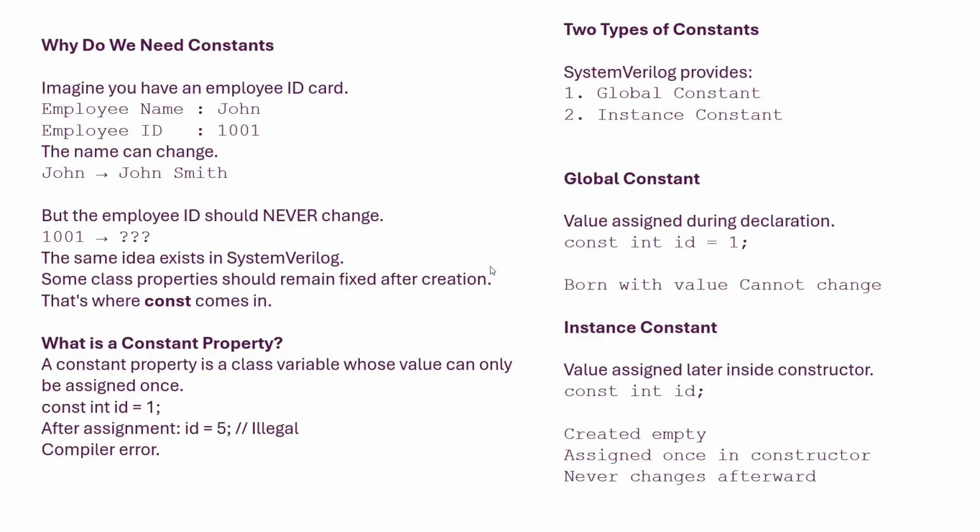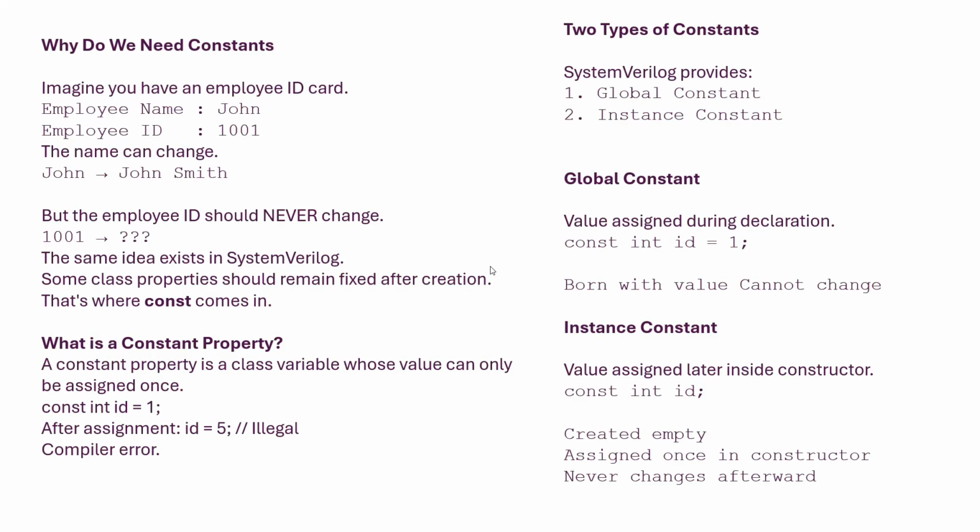Suppose int address you are taking. Inside that address you are hard coding, meaning int address equal to some 10 you are giving. That means global constant. So global constant means it's not changing. So we have two types of constants, global constant and then instance constant. Global constant means you are assigning the value directly in your class member only.